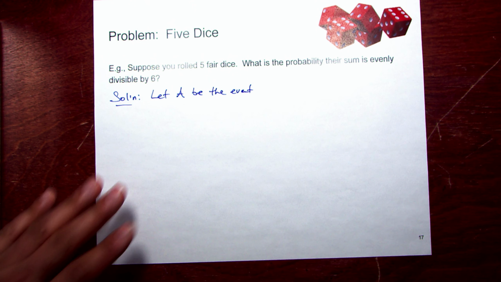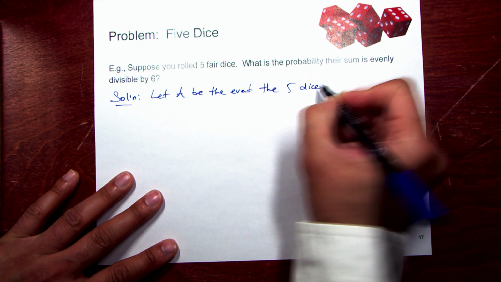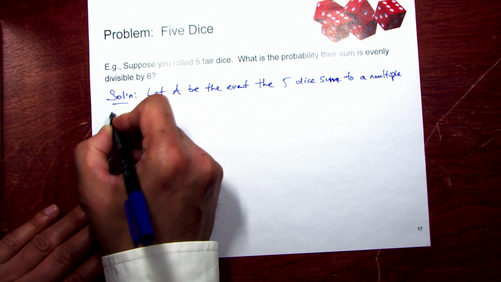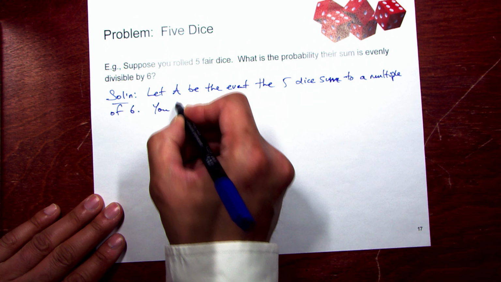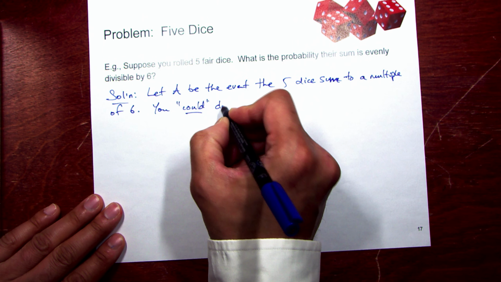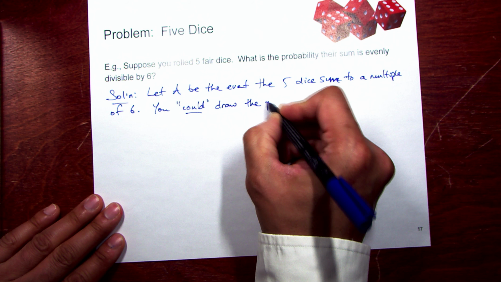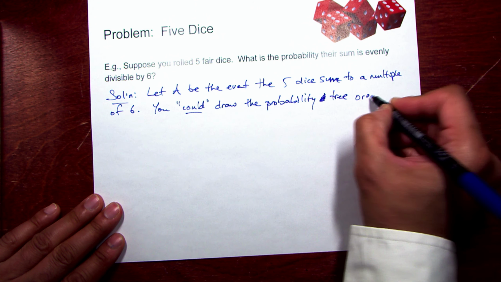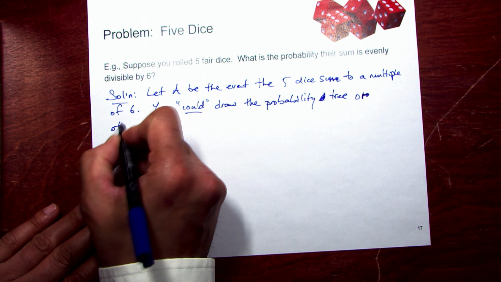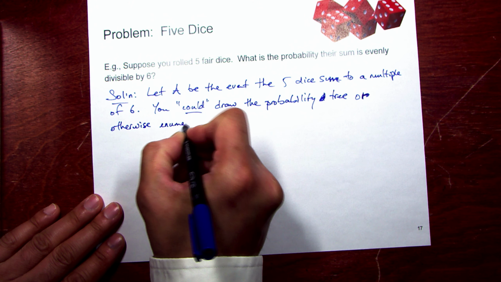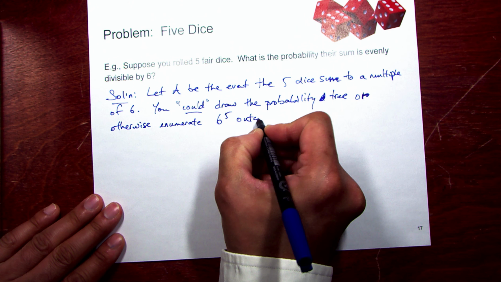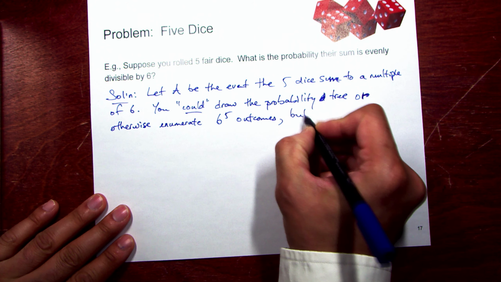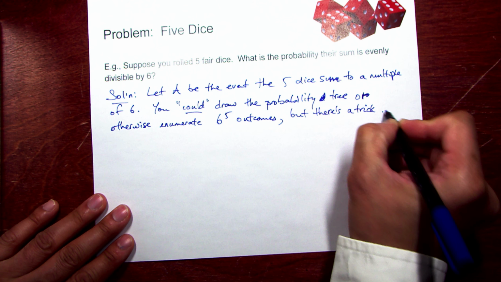Let A be the event: the 5 dice sum to a multiple of 6. You could draw a probability tree. It's a very massive probability tree. Or maybe do some sort of computer simulation, or somehow you're cleverer than I am and you're able to enumerate all 6 to the 5 outcomes. There's a lot of outcomes, just saying. But there's a trick. Actually, 2 tricks.